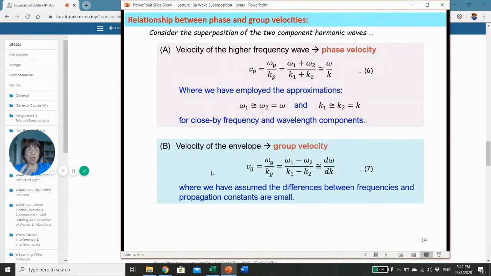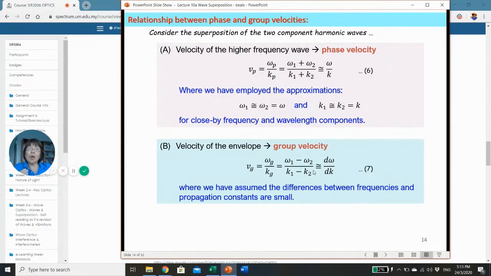What about the velocity of the envelope wave, which we have named the group velocity? Now the group velocity is equal to the ratio of omega g over kg. Now omega g is the difference between the angular frequencies of the constituent waves, or we can relate that to the frequency. This is also the difference.